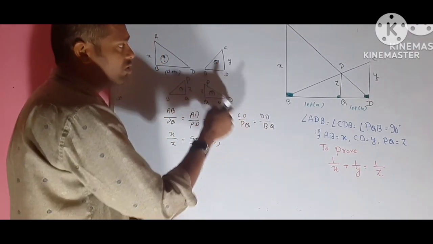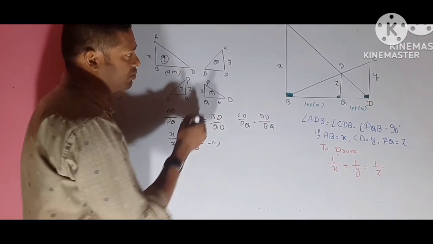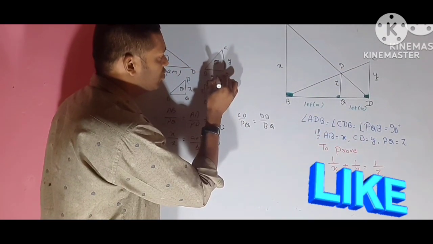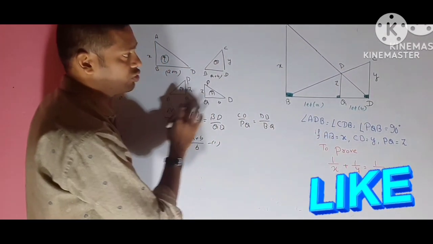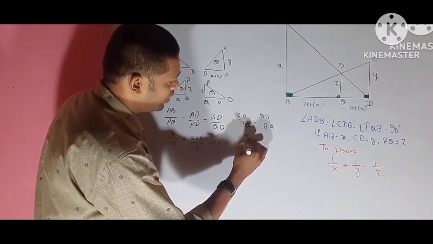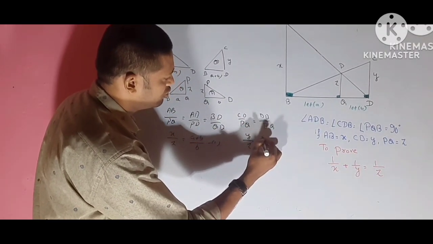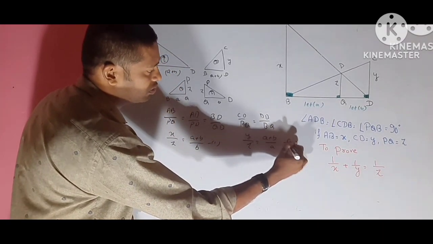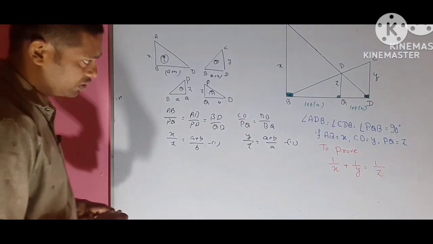Now, why have you not written this one? No, we have understood, because we have taken the values now. So BD means how much? BD, again the complete value, A plus B. And here BQ, in this case, is A. So Y by Z is equal to A plus B by A. Equation number 2. So what can be done with this one?